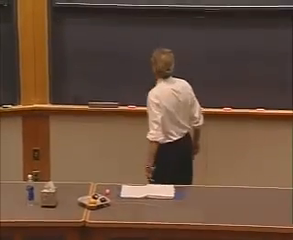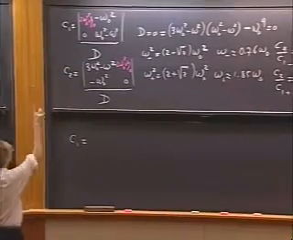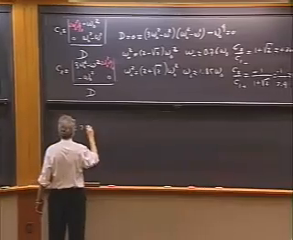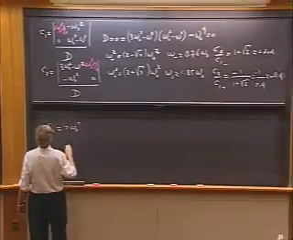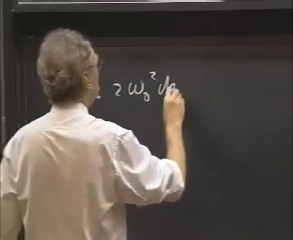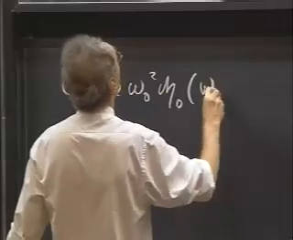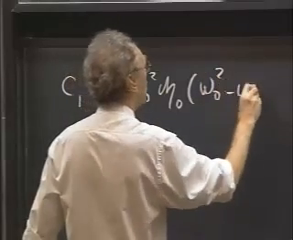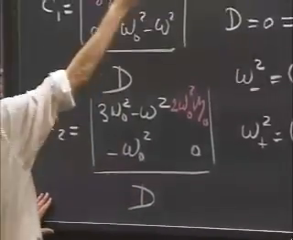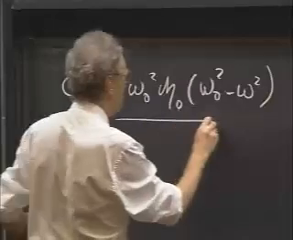So I can write down now C1. I take the determinant of the upstairs. So that gives me 2 omega 0 squared times eta 0 times omega 0 squared minus omega squared. That is this diagonal, and this one is 0. And I have to divide that by d.